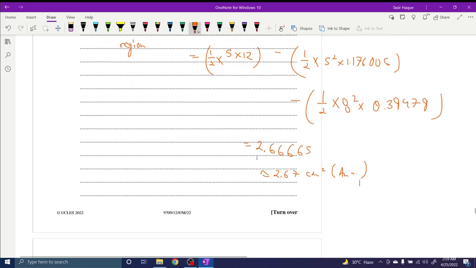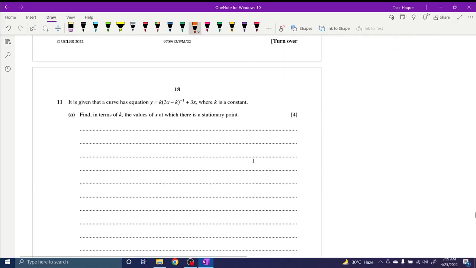Okay, now we're off to the last sum, the final sum in this paper. It's given that the curve has this equation. Find in terms of k the values of k at which there is a stationary value. Okay, so we need to find out dy by dx basically. So that's going to be k, 3k minus k to the power minus 2, right?